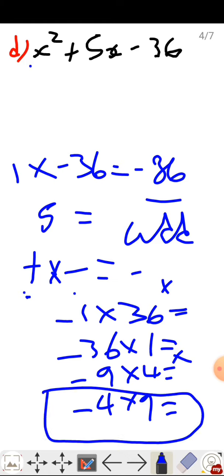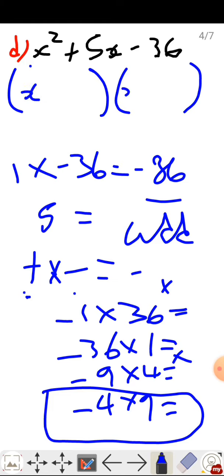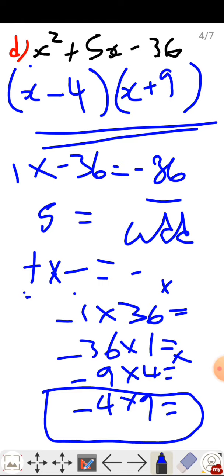You should be familiar with the multiplication table so that you can easily factorize quadratics. So the same procedure, two brackets, here x, here x. Write minus 4, then our 9 is positive, plus 9. It's done. You can write your plus 9 here, your minus 4 here, it's still okay.